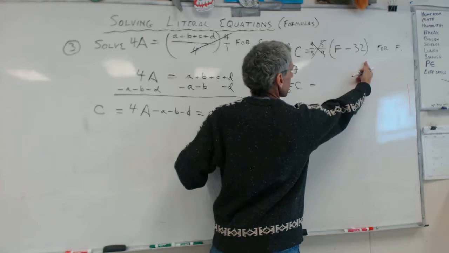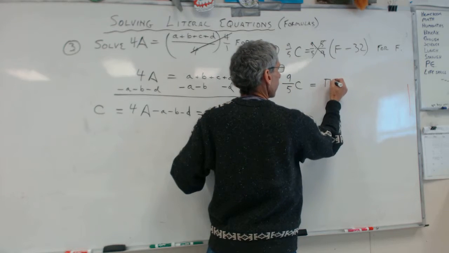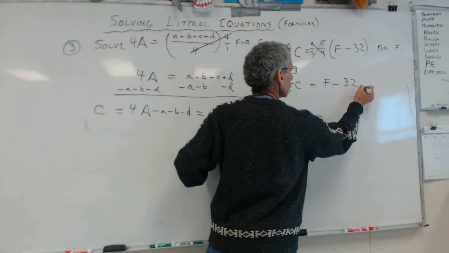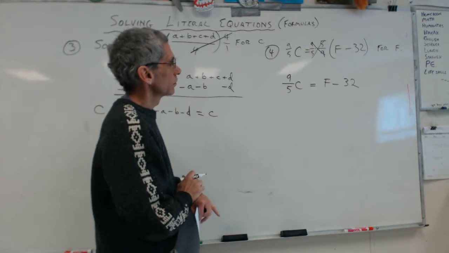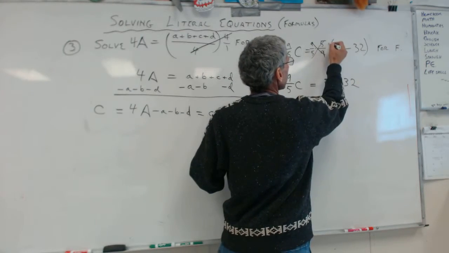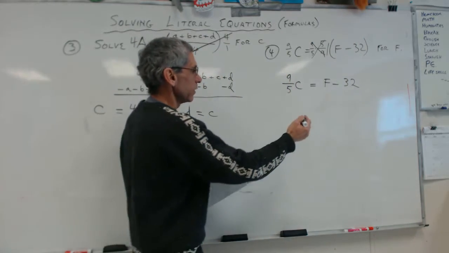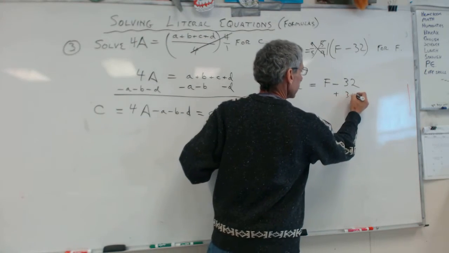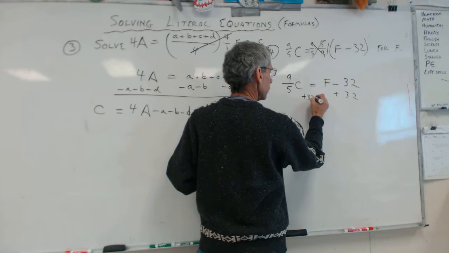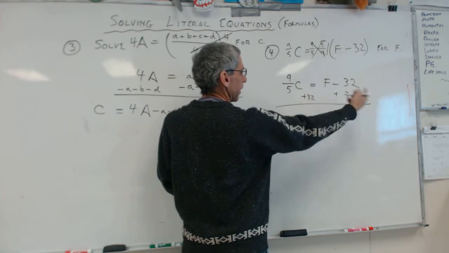1 times this is just this. Do you agree with me? This became 1. What's 1 times F minus 32? It's F minus 32. And now I just add 32 to both sides. And I'm fine with having F on the right-hand side.